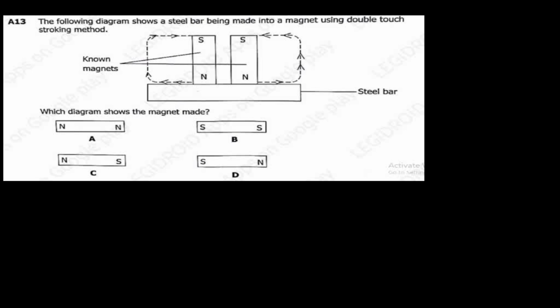By the use of the stroking method, you should know that the magnet made is going to have opposite poles from the magnet that was used to make it a magnet. So for this one, it is not a single touch but a double touch, from the question. So in these stroking rotations, this north pole is going to probably end up here, these two north poles, and the south poles will probably end here.